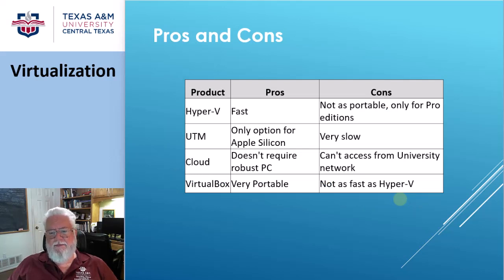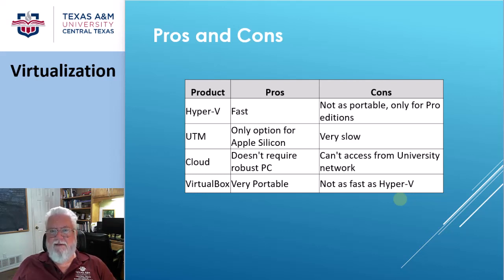Okay, pros and cons. So Hyper-V, oh, fantastic. It's fast. It's just not portable. And it's only available for Windows Pro. So if you have Windows Home, that's not even an option. If I'm on Apple Silicon, the only choice I got is emulation. So UTM is the one that I use. And quite frankly, it is slow.